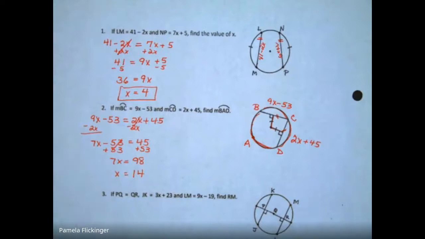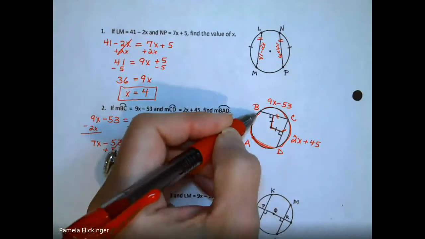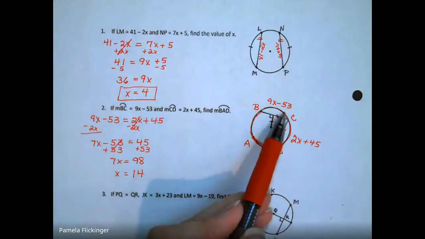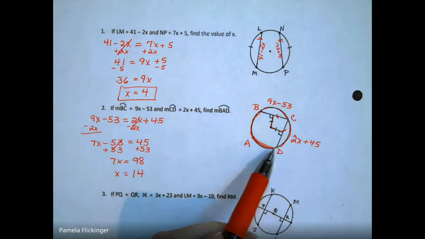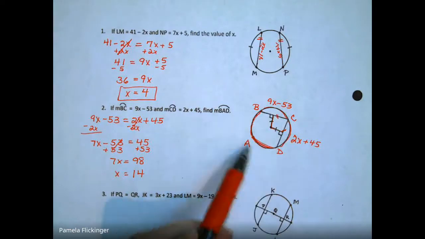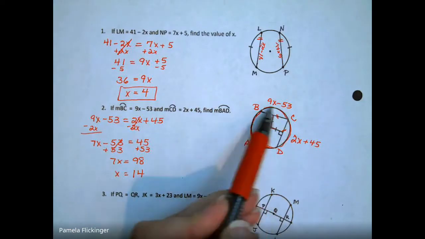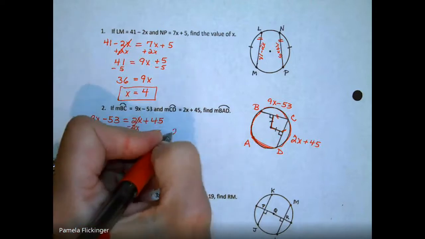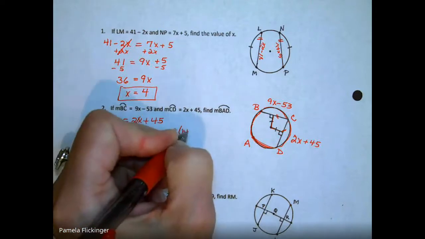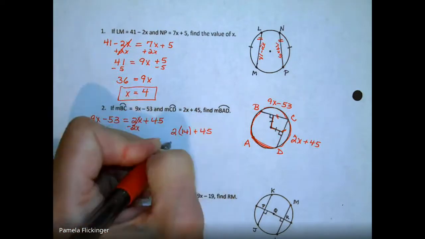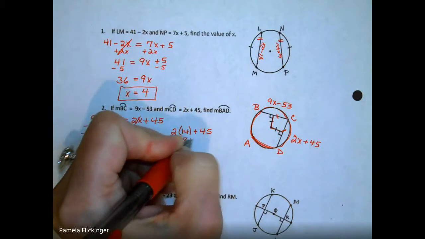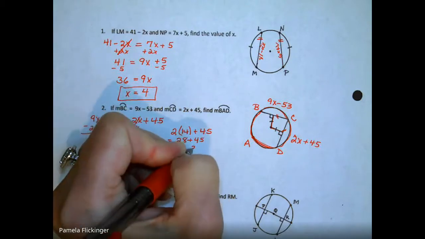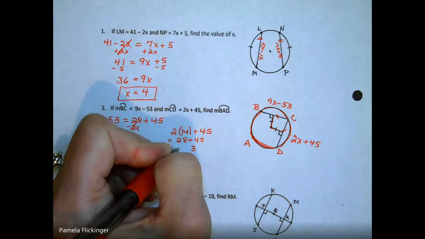So how does that help me find the measure of arc BAD? Well, notice that the two arcs that we were given and the one we're trying to find all add up to be 360, to make the complete circle. So I'm going to throw x into one of these two. It doesn't matter which one. So I'll throw it into the 2x. So I've got 2 times 14 plus 45. That's going to get me 28 plus 45, which is 73 degrees.